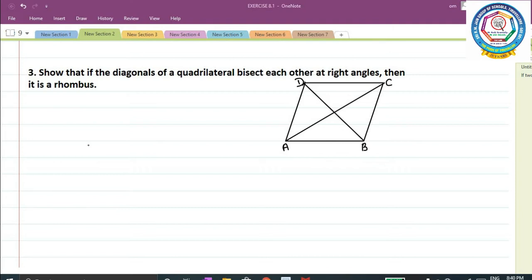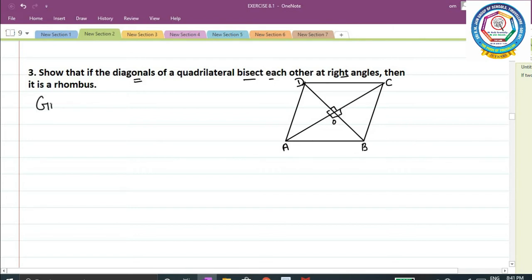Sum number 3. Show that if the diagonals of a quadrilateral bisect each other at right angles, then it is a rhombus. So ABCD is a quadrilateral. Here the diagonals bisect at 90 degrees, that is right angle. It is given. So we have to prove it is a rhombus. So in quadrilaterals, if diagonals bisect at right angles and all sides are equal, you can say it is a rhombus. So we have to prove all sides are equal, because bisecting each other at right angle is already given.